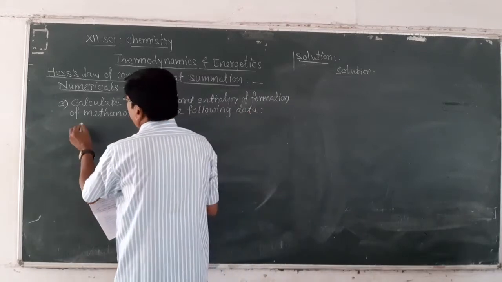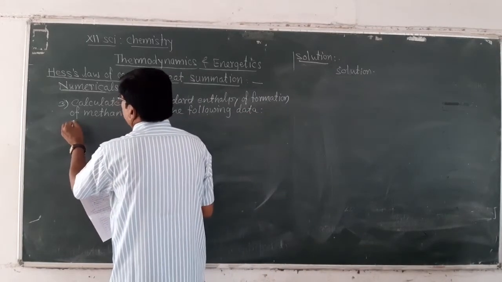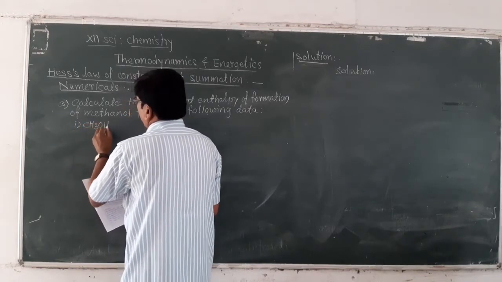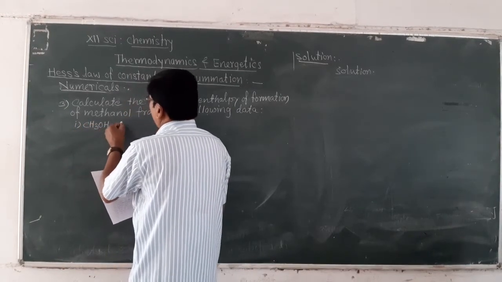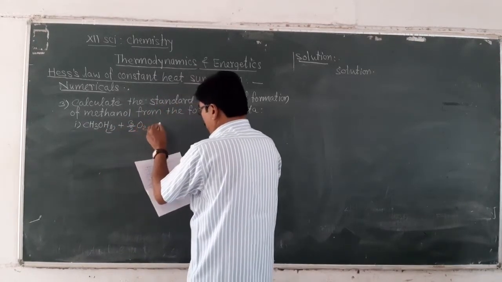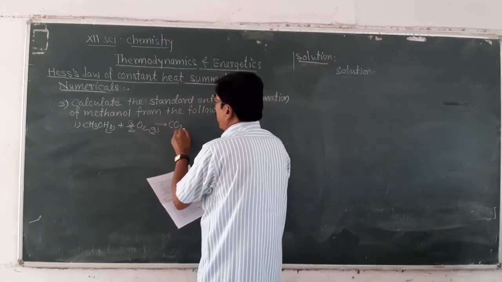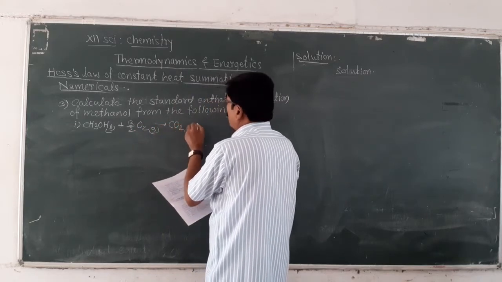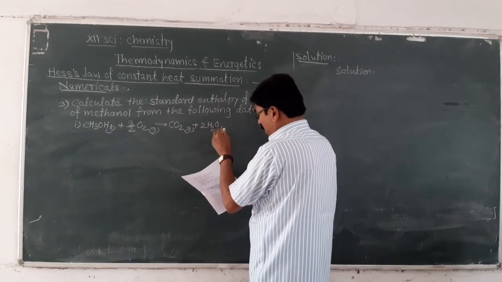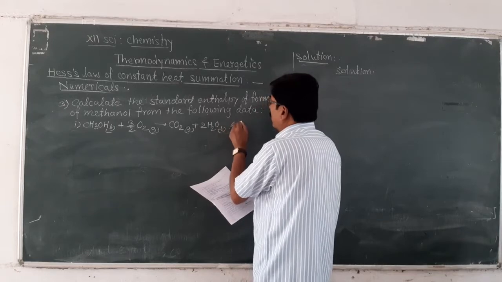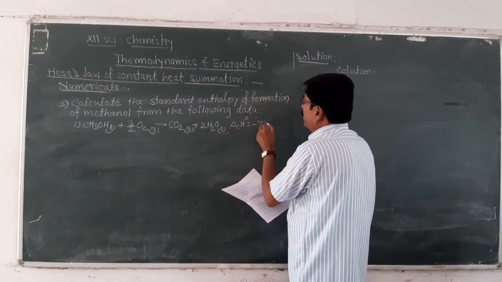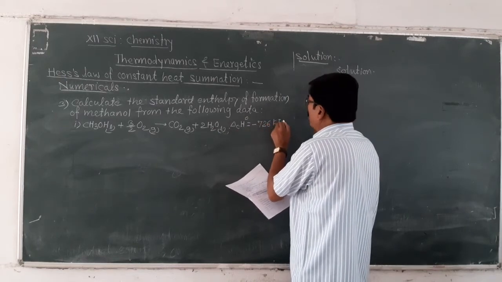Some thermochemical equations are given. First, CH3OH liquid plus 3/2 O2 gas to give CO2 gas plus 2H2O liquid. And the enthalpy of combustion of this reaction is minus 726 kilojoule per mole.